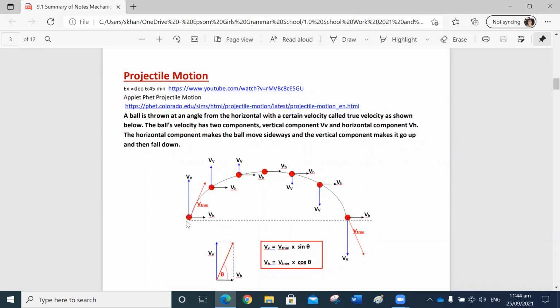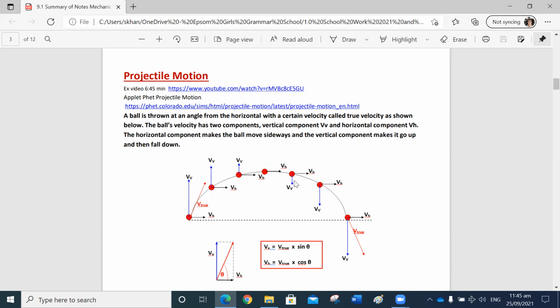So for example, a ball was thrown at a certain angle with a horizontal. It follows this path and hits somewhere over here, or comes back to the ground level. So if we look at the velocity, it has two components, v horizontal and v vertical, all through the motion.